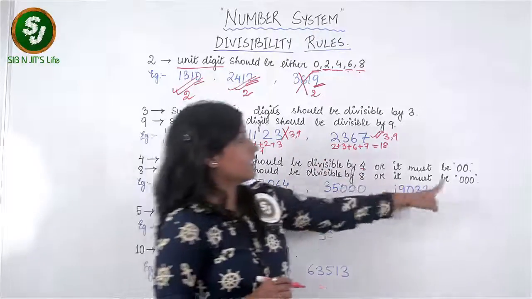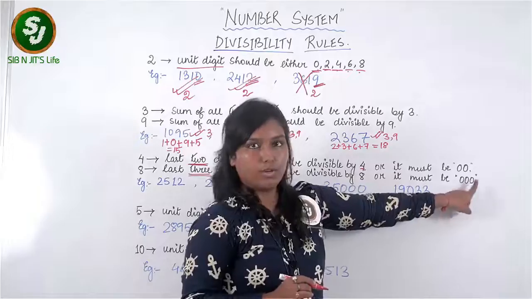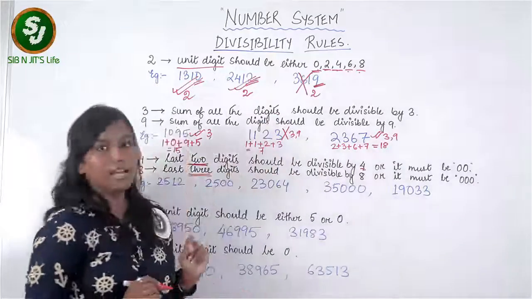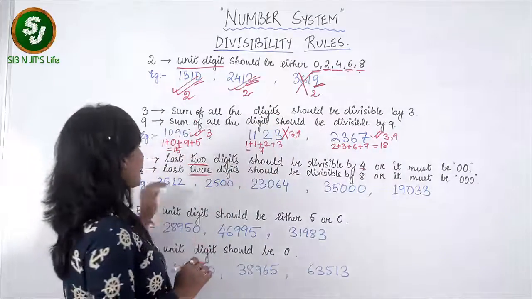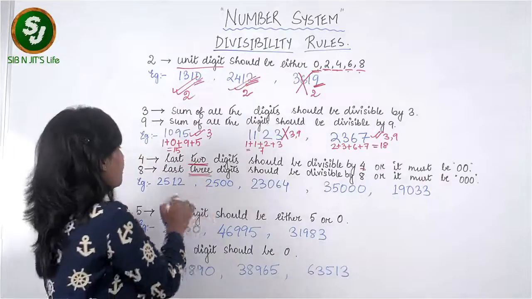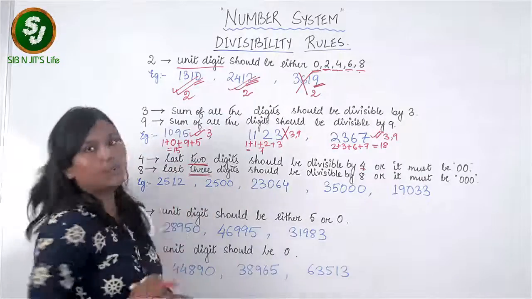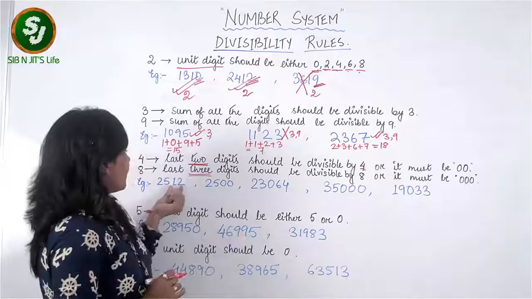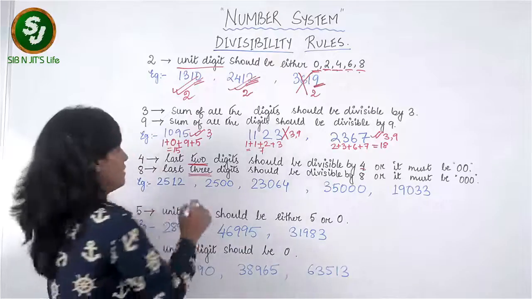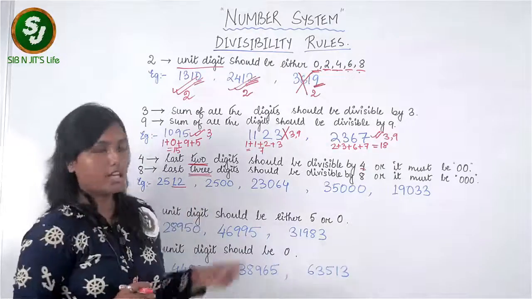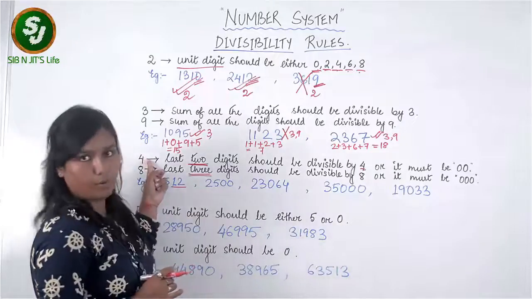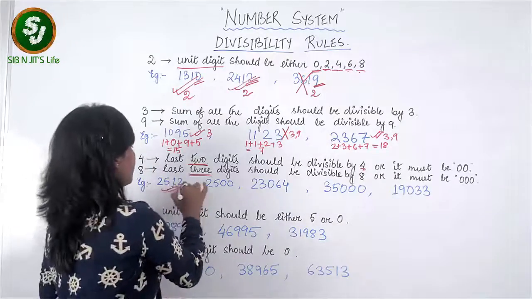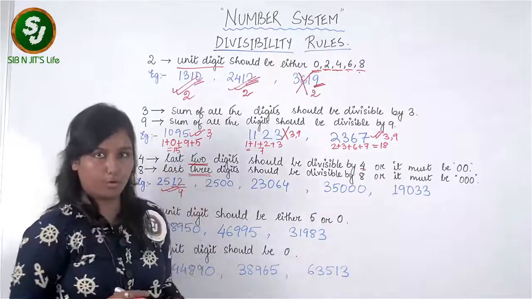And if it is 0, 0, 0, then also it will be divisible by 8. So let's check the examples. First is 2, 5, 1, 2. Let's check the last 2 digits. It is 12. Okay, so 12 is divisible by 4. That means 2, 5, 1, 2 is divisible by 4.